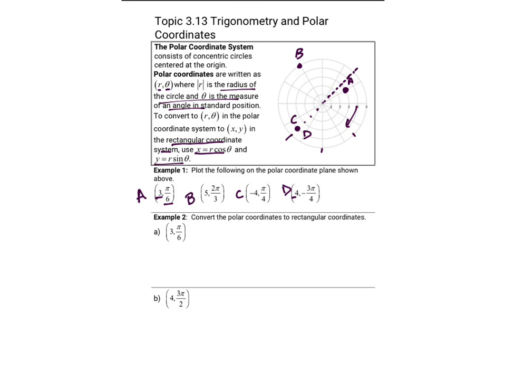So two different ordered pairs land in the exact same position on this polar grid. Are we good? Any questions?